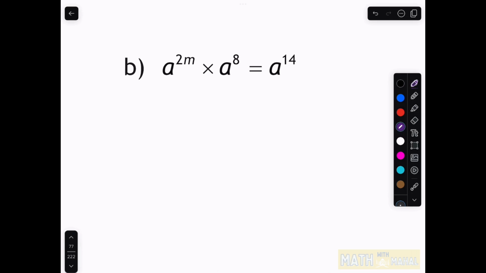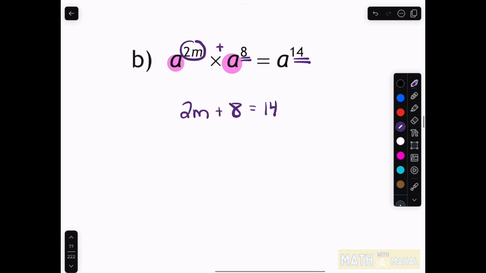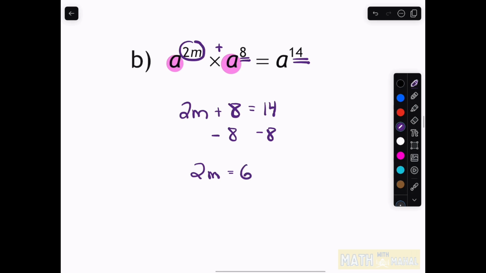All right, let's look at this one. For this one, we're saying 2m and 8 equals 14. Now let's look at our laws of exponents. We have the same base, which means we're adding these exponents together in order to get the 14. So that's 2m plus 8 equals 14. This is a great example of where we want to use those opposite operations. So I'm going to minus 8 from both sides. That's going to get me 6. Divide both sides by 2 to get m alone. So m is equal to 3.